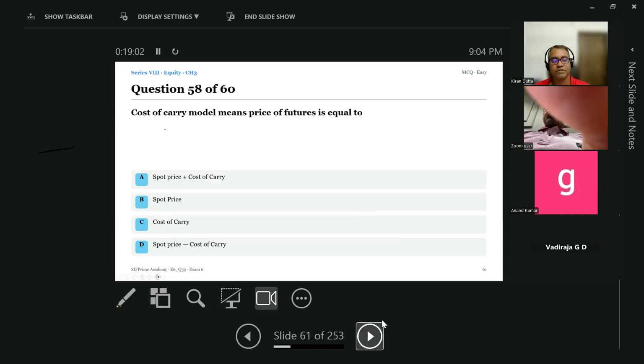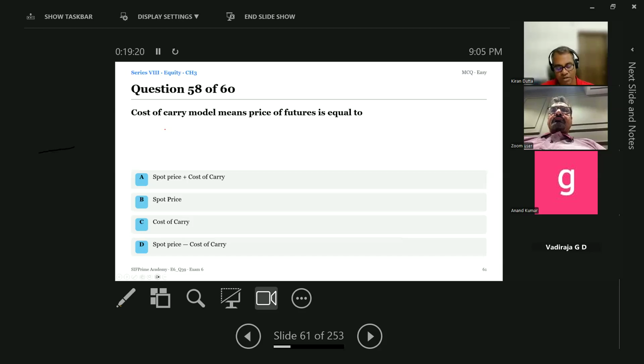Next, last 3 questions for today. Cost of carry model, we did that. Cost of carry, price of futures equals what? Spot price plus cost of carry, right? Always remember that. The answer is A. We've done this before as well.